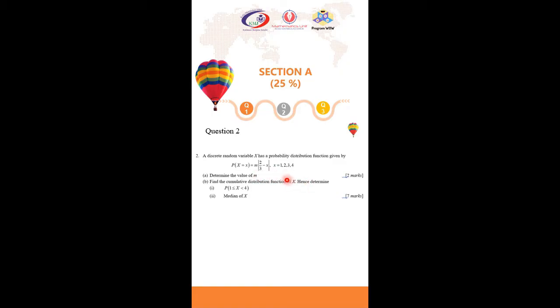And then for part B, you have to find the CDF, the cumulative distribution function, and then from there you have to find the probability and also the median. So let's see the solution for part A first. Find the value of M.